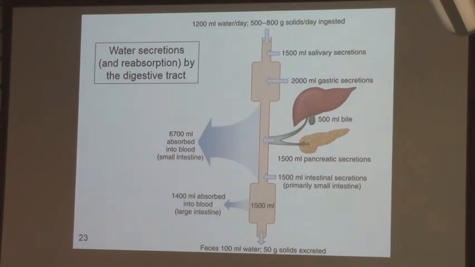I will not ask you to memorize the numbers here. So don't use your cognitive load to memorize these numbers. That's not a key concept.